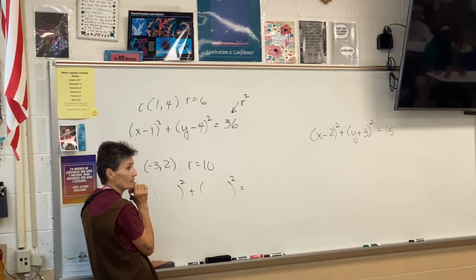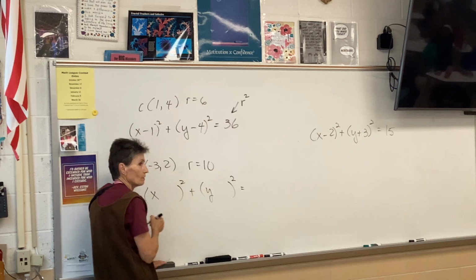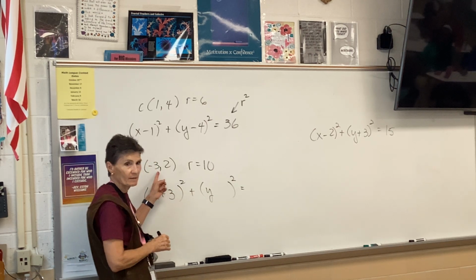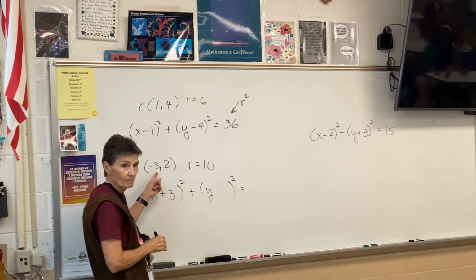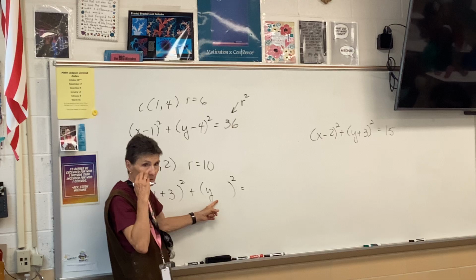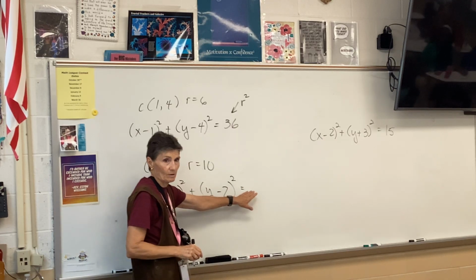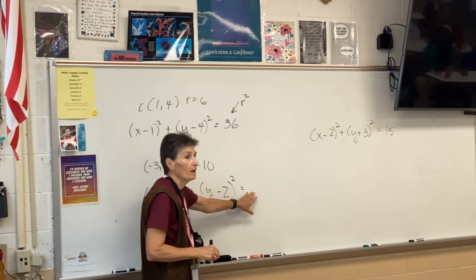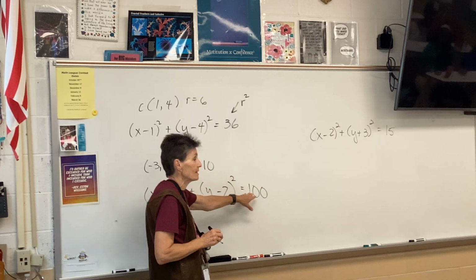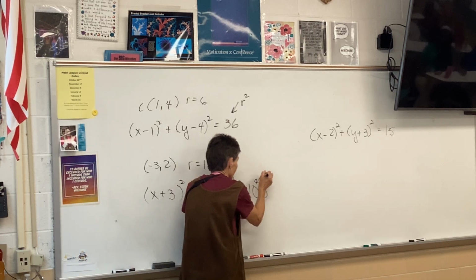Somebody help him. What do we put in here? We gotta have an x and y, right, for sure. X plus 3. It's gonna be plus 3, Alice, because it's always the opposite of that, okay? So it's x plus 3, and then what's this one gonna be? Y minus 2. And then what are we gonna put over here? 100, because the square root of that is how you get the radius. This is r squared.